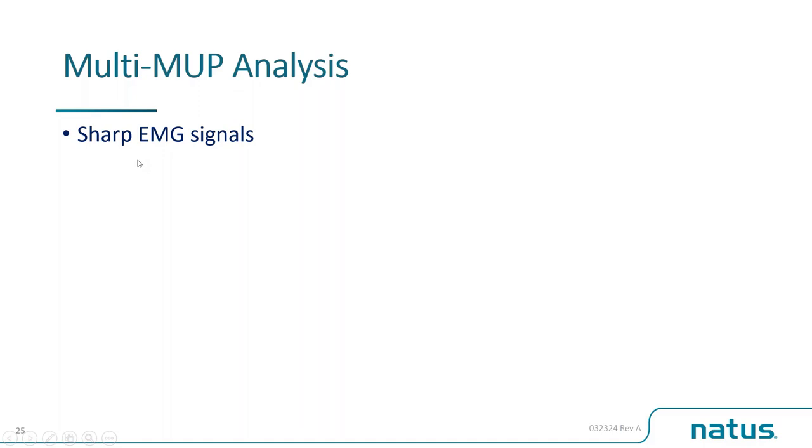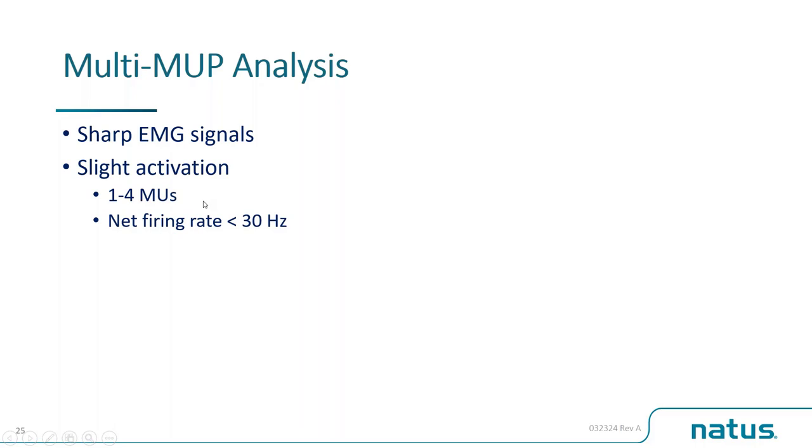So we have to record sharp EMG signals, manipulate the needle, and have very slight activation, 1 to 4 different motor units. Collectively, I refer to this as the net firing rate in the EMG. And I like that to be 30 hertz or less, at least in the algorithm that I use. Record for 5 to 10 seconds. You can get good results after 5 seconds, but my idea is that if you can hold it for another few seconds, you will get a lot of good clean discharges, and perhaps it will reduce the time of post-acquisition editing. And then move on to the next site.